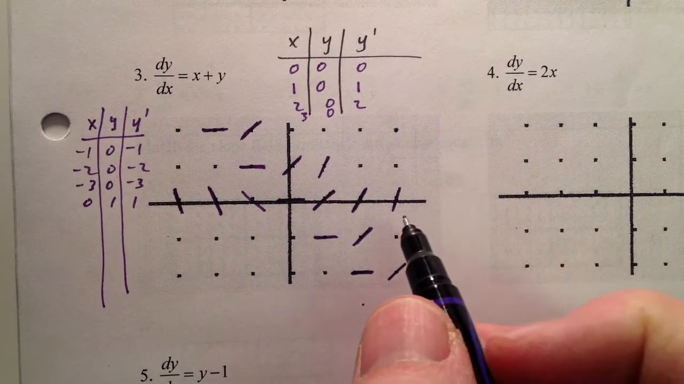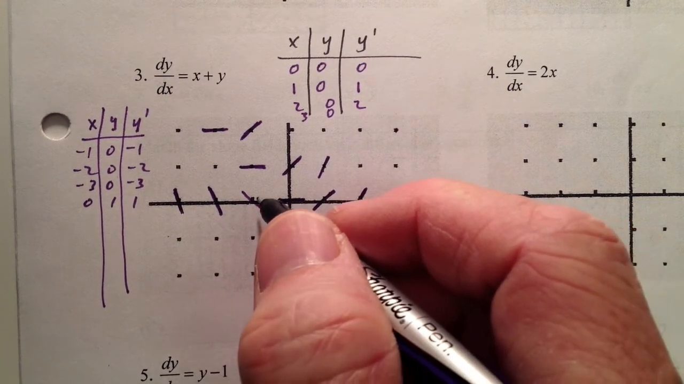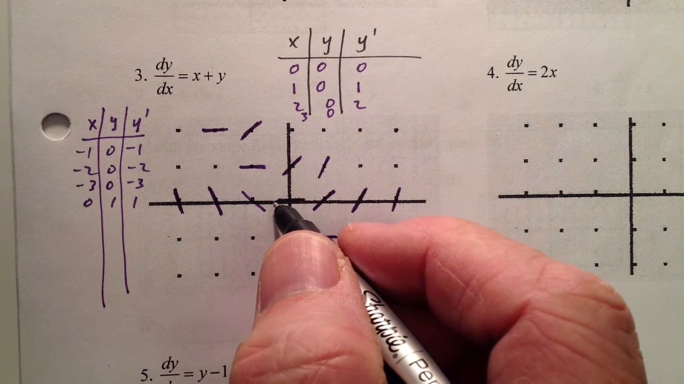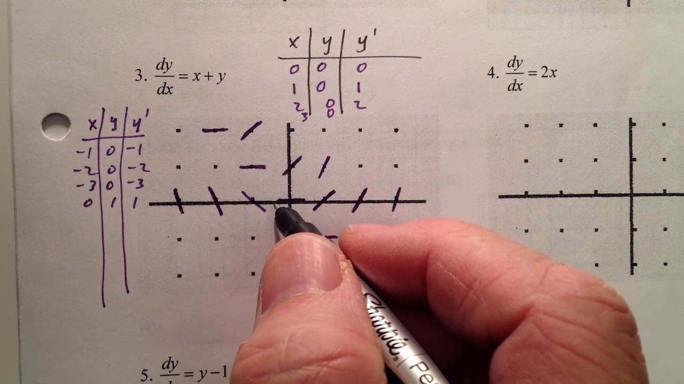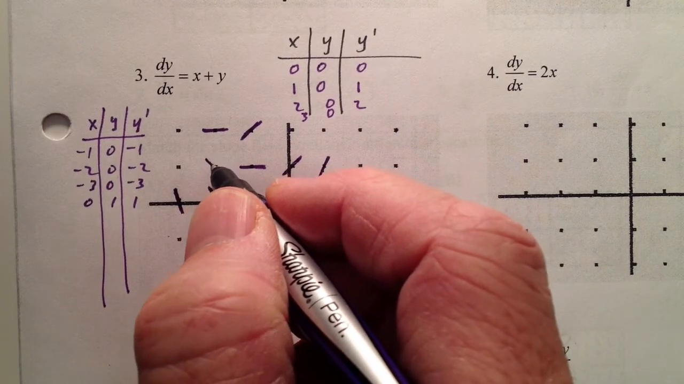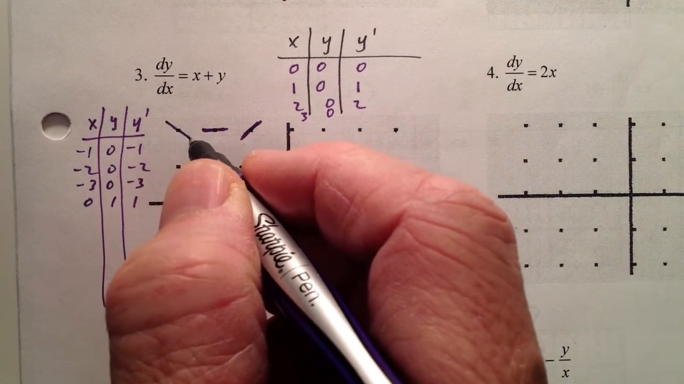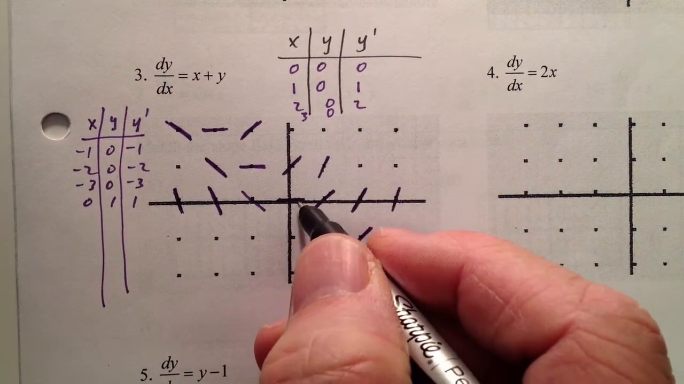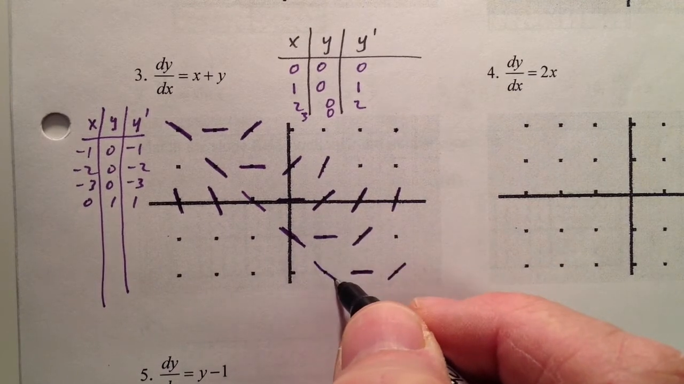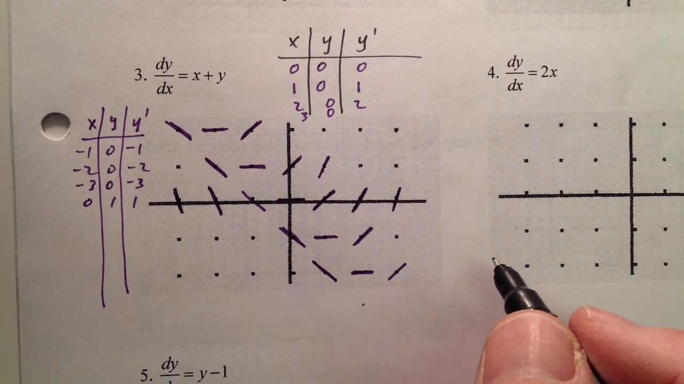Where are we going to get a slope of 1? I already did that. Where are we going to get a slope of negative 1? Well, we get a slope of negative 1 when we have, let's say, negative 2 and 1. That's a slope of negative 1. Negative 3 and 2, slope of negative 1. 0, negative 1, add those together. 1 and negative 2, add those together. So those are all slopes of negative 1.